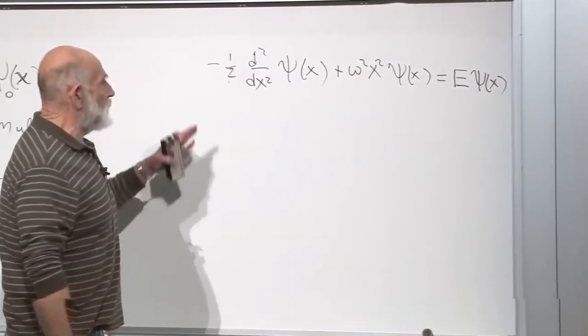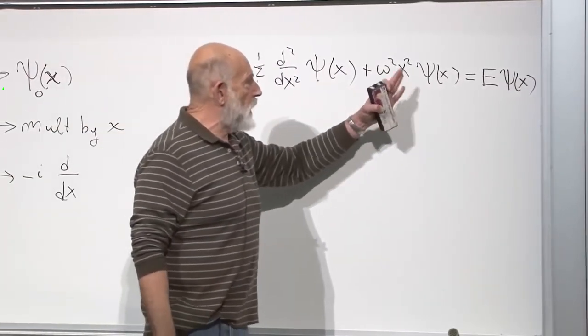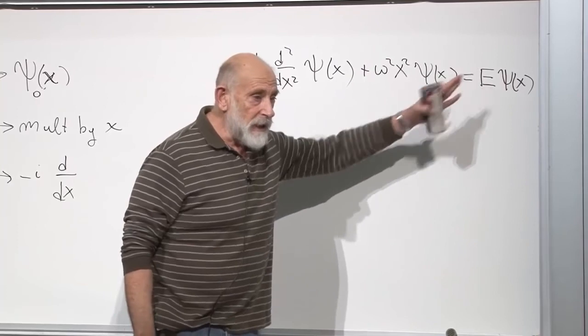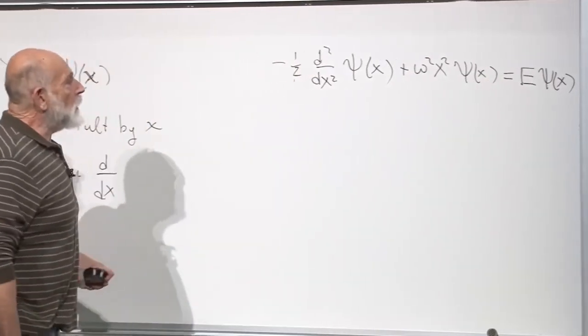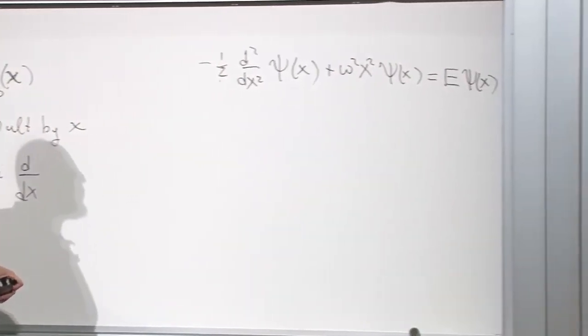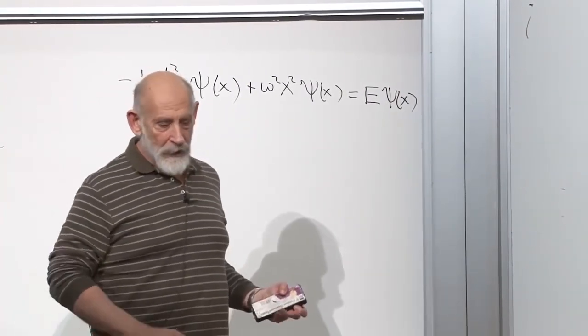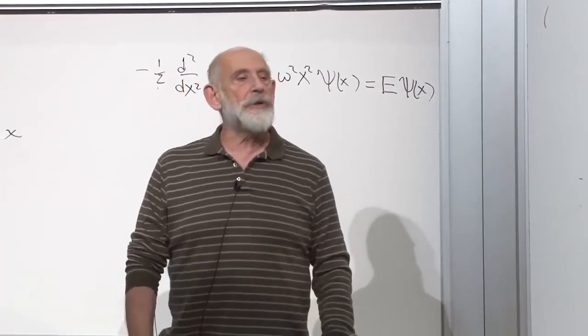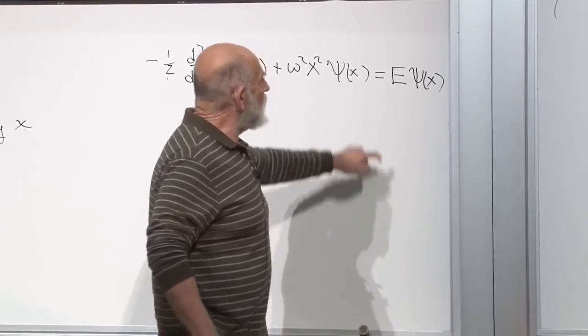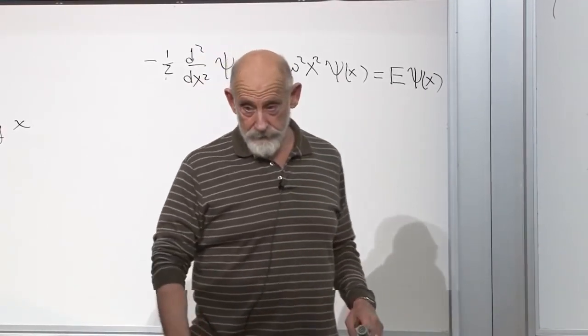That's the same as writing p squared plus omega squared x squared on a vector equal to E times that vector. Now, if you know anything about differential equations, you'll know this is a second-order differential equation. You can always solve it for any value of the energy here.